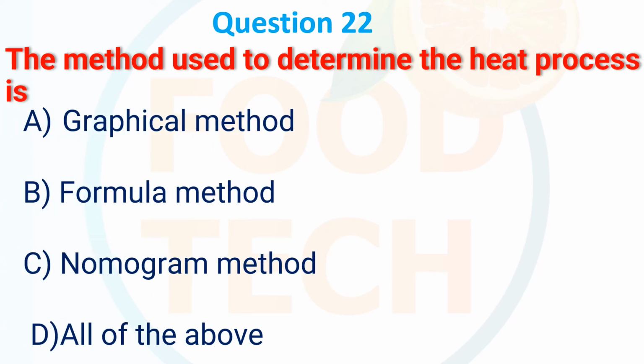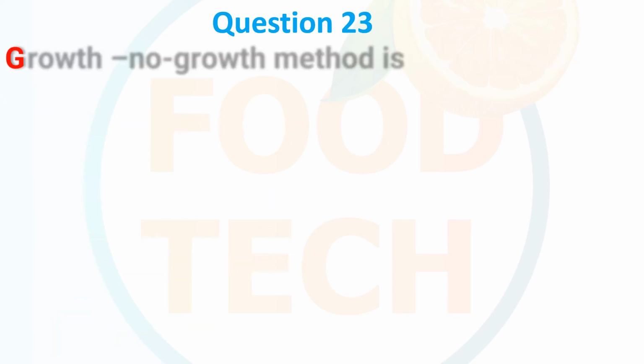The method used to determine the heat process is A. Graphical method. B. Formula method. C. Nomogram method. D. All of the above. The answer is all of the above.